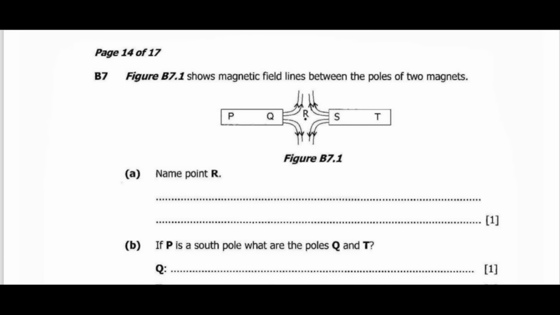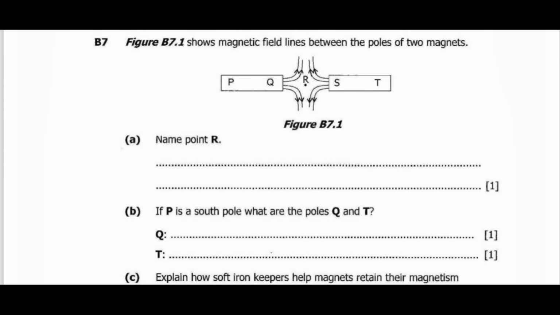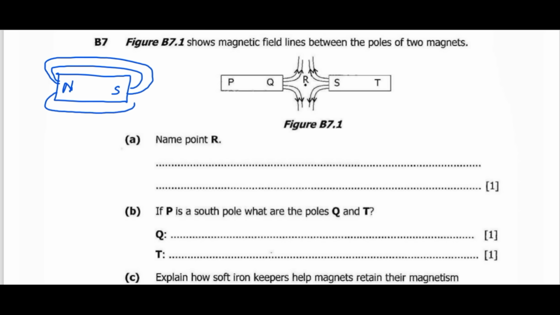Okay, so we move on to question 7. Figure B7.1 shows magnetic field lines between the poles of 2 magnets. So we know that a magnet has 2 poles. There is a north pole and there is a south pole. Then always we know that the magnetic field lines run from north pole to the south pole. So always just master the direction of the magnetic field line. So whenever you see the originating of those is the north pole.